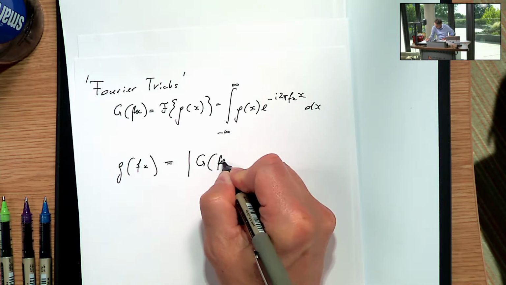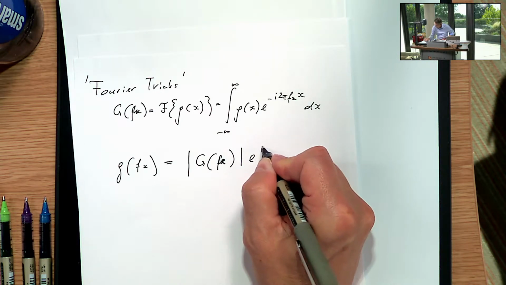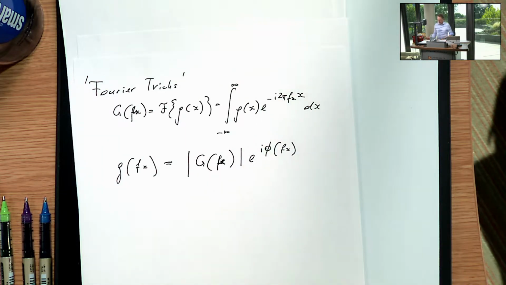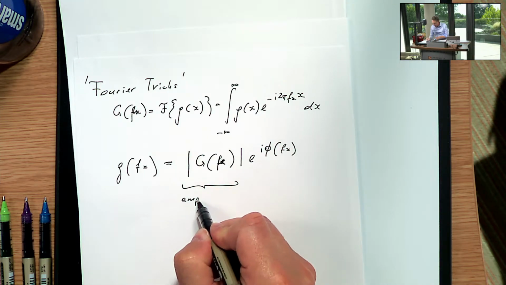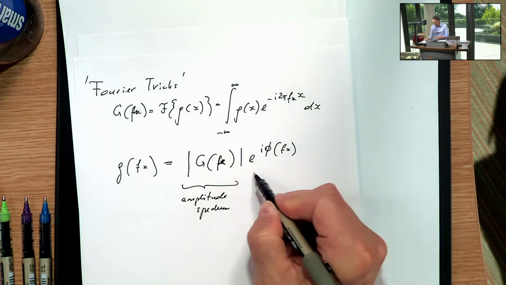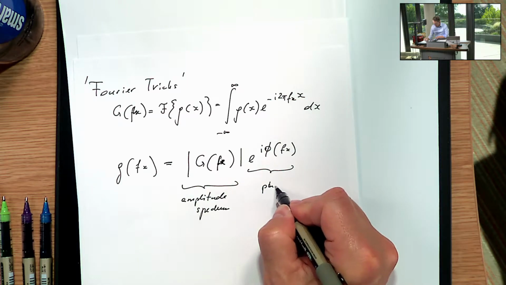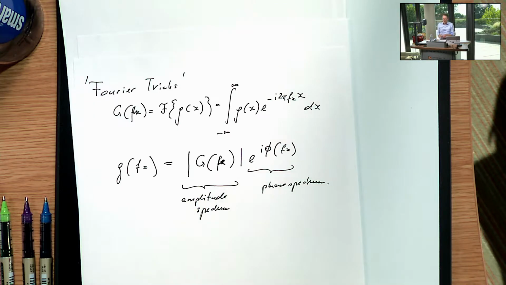I'm making a bit of a mess here. G of fx times e to the i phi of fx, right? So this is called the amplitude spectrum, and this is called the phase spectrum. And so you saw exactly on the app what this means.